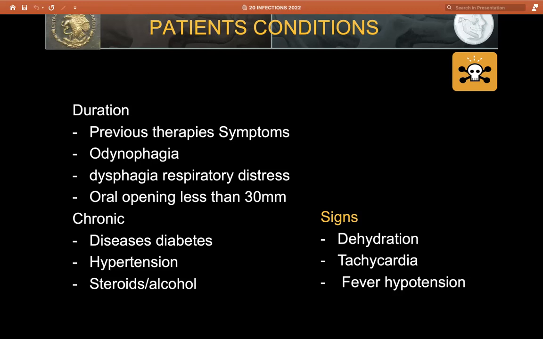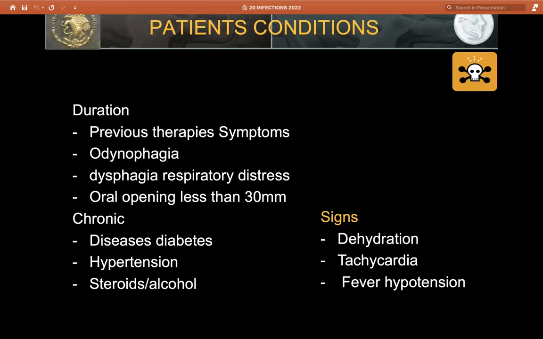Those 3 things decrease the amount of blood that comes through the vessels, and the steroids and alcohol decrease the normal defense that our immune system has. Other signs that we need to make sure we are aware of are dehydration, tachycardia, which means their heart is beating faster, and some fever, an increase of the temperature of the patient, and lowering of the tension too. Hypotension usually with them too.